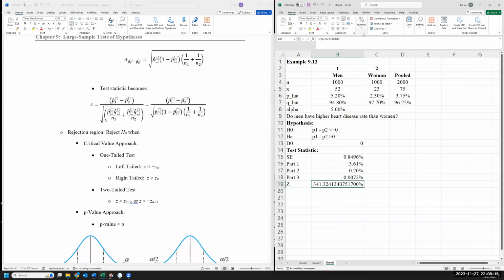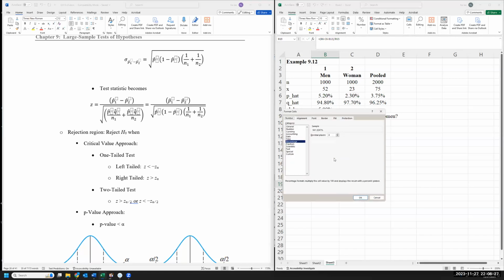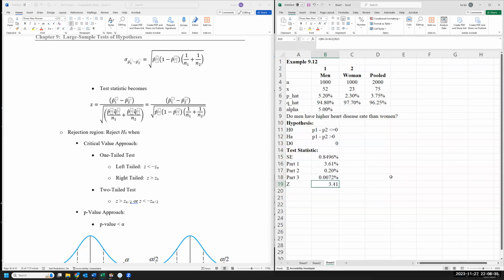Did I screw something up? Oh no, because it's a z, and this is not a percentage. So let's go to format cell, number, and we'll do 2 decimal places, use a comma as well. Change it to a number. Okay. So z is 3.41. So that's our test statistic.